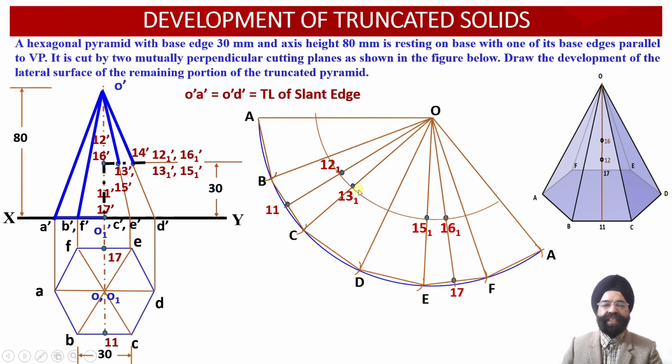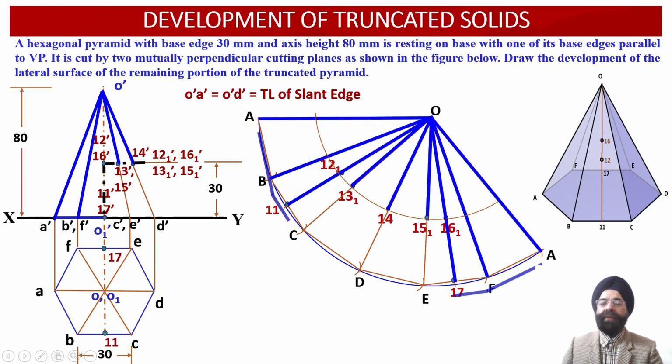So onto the same arc, once again, onto slant generator OC, point 13.1 will be located. Onto slant generator OE, point 15.1 will be located over here. And finally, we have observed that this horizontal cutting plane has intersected with the slant edge O dash D dash at the point 14 dash over here. So onto this slant generator O dash D dash, which is a true length, we measure the distance O dash 14 dash over here. So this point will be plotted over here. There is no suffix over here because it is already lying onto the true length of the slant edge over here. So now we have obtained all the points of intersection into the developed surface view.